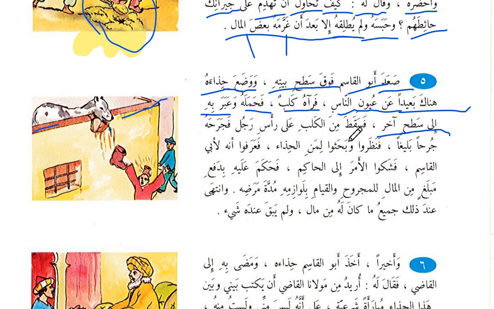When he was crossing from one home to another, فسقط من الكلب, all of a sudden the shoes fell down. سقط means fell down. What fell down? From where? من الكلب, from the mouth. The shoes fell down على رأس رجل, on the head of a man.